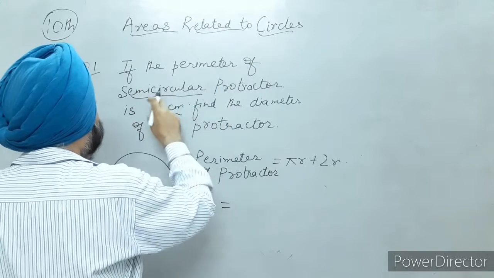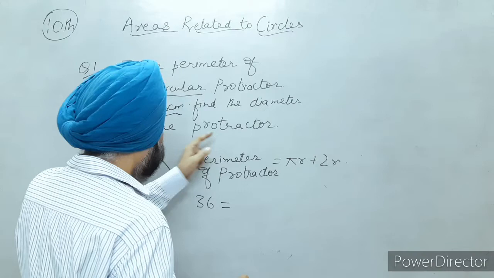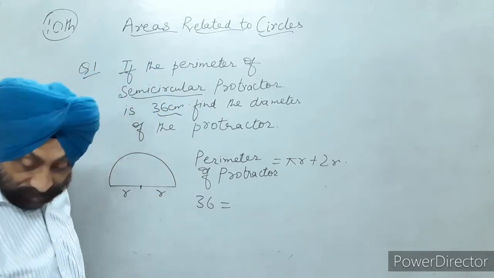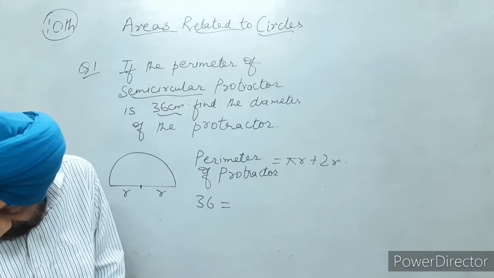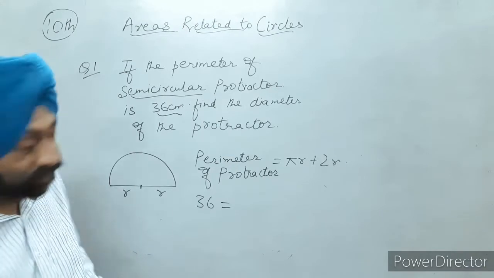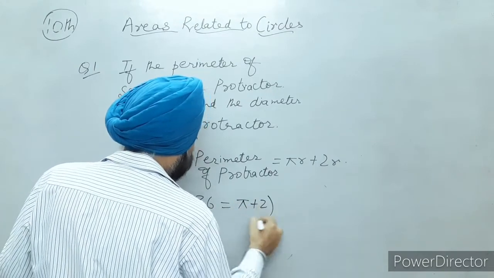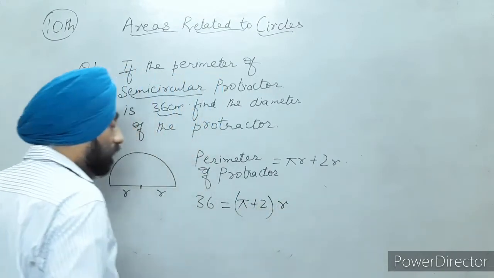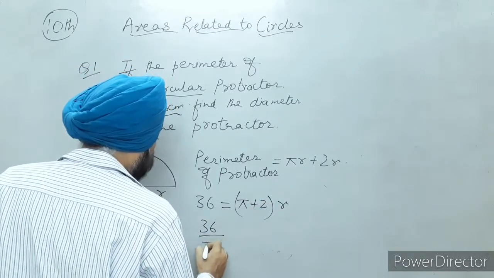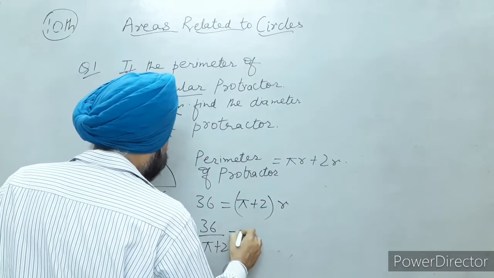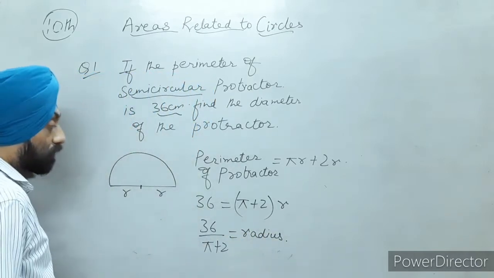If the perimeter of the semicircular protractor is 36, find the diameter of the protractor. The radius must be found first. The perimeter of a semicircular protractor is pi plus 2 into r. I can take r out, so 36 upon pi plus 2 is equal to the radius of the protractor.